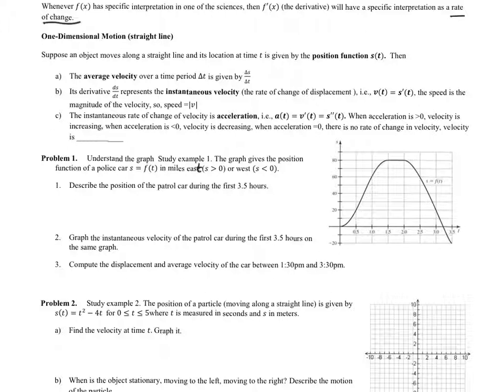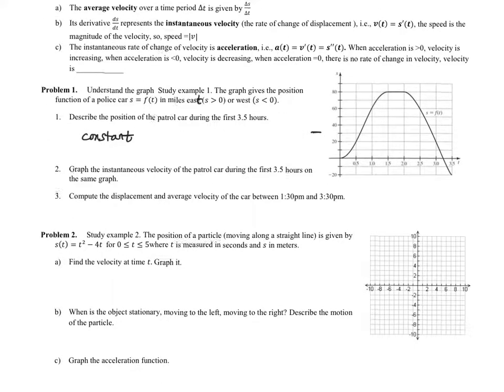If acceleration is greater than 0, that means the change in velocity is greater than 0, so your velocity is picking up speed. When the acceleration is less than 0, it's the other way around: the velocity is decreasing. When the acceleration is equal to 0, that means you don't have any rate of change in the velocity, so your velocity is constant because there's no change in velocity.